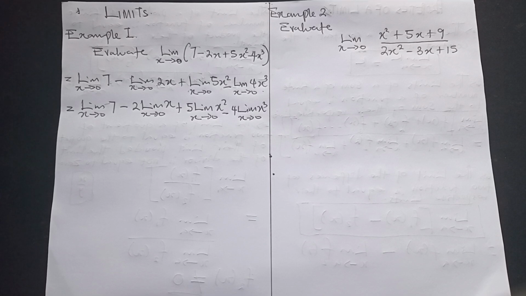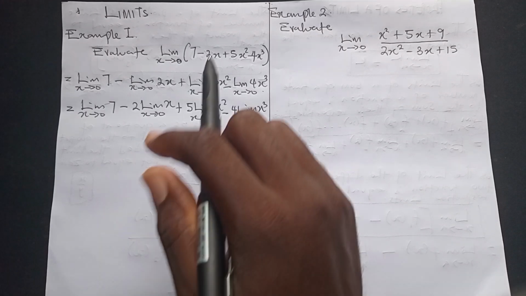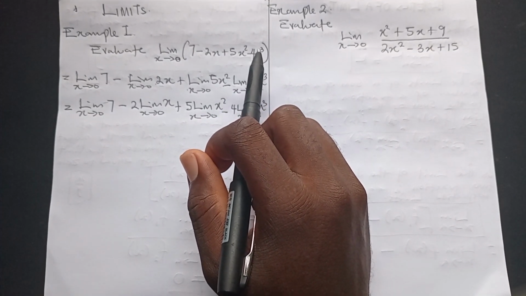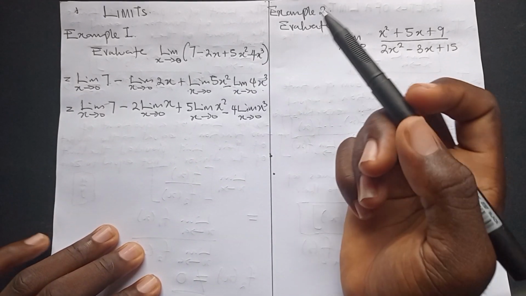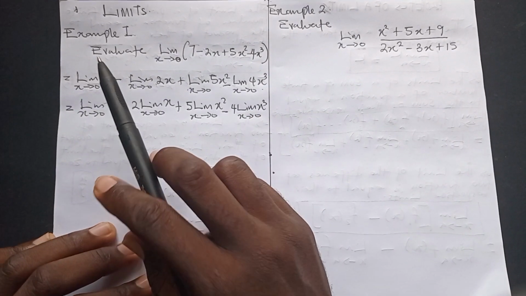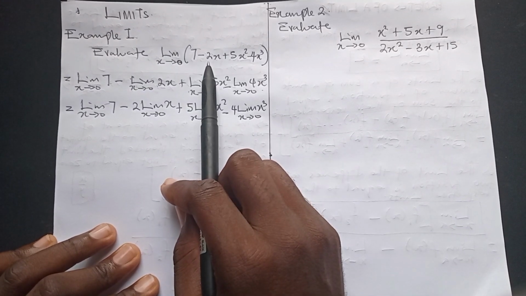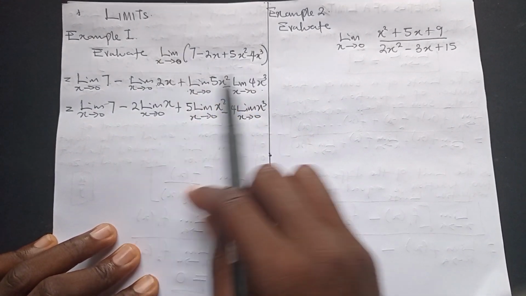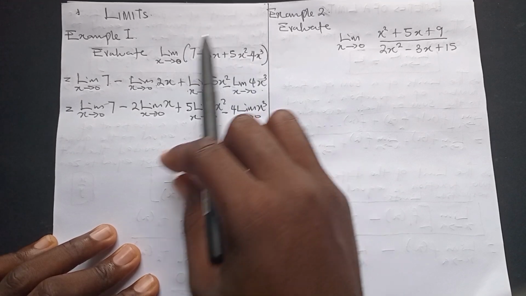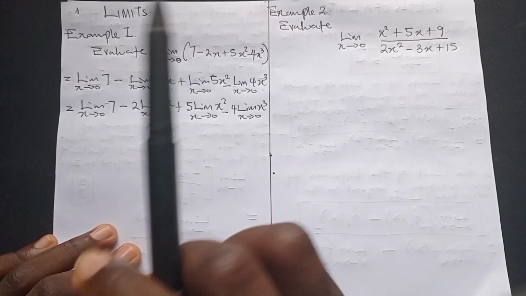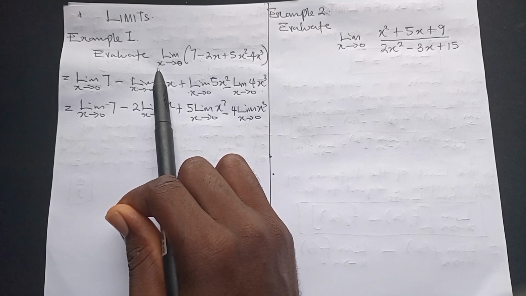So the first example says: evaluate the limit as x approaches 0 of 7 minus 2x plus 5x squared minus 4x cubed. To solve this question, the first thing you need to do is to take the limit of each term inside the bracket. This is in polynomial form. So take the limit of each term in the bracket when x tends to 0.